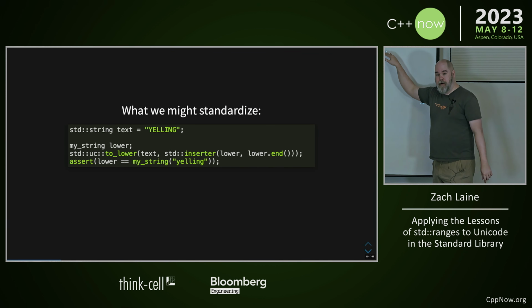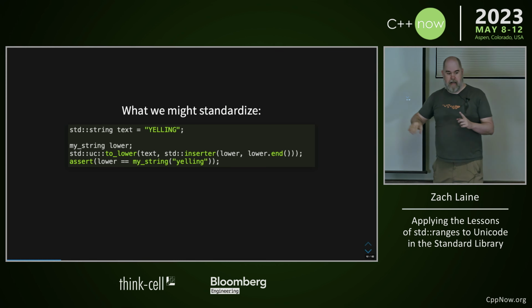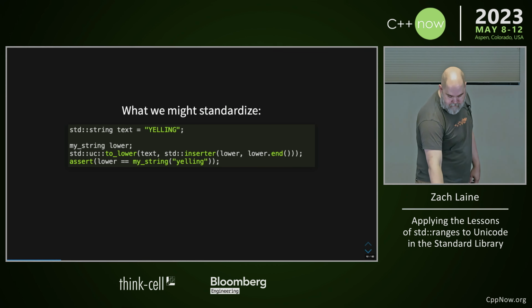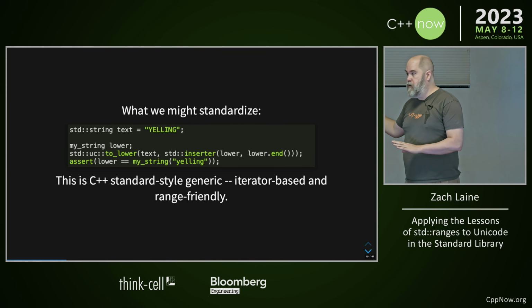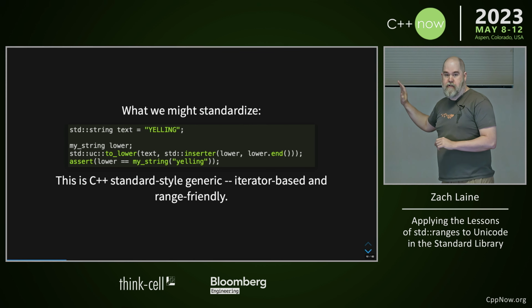Now, this is not actually being proposed. We'll get to that in a minute. Put a pin in that. So again, this is the generic style we're used to from all our algorithms. We want everything to look like this. We want it to use iterators and ranges and be range friendly.